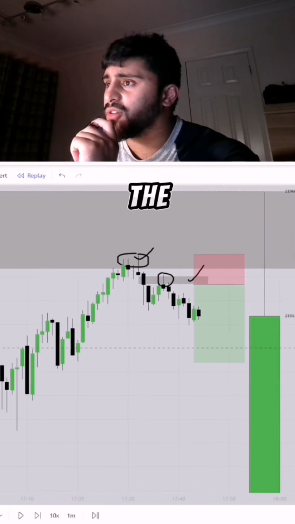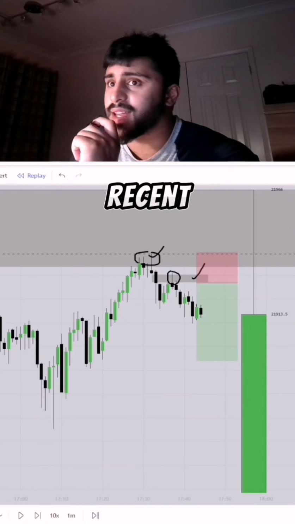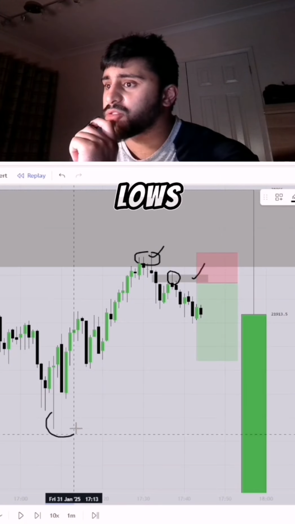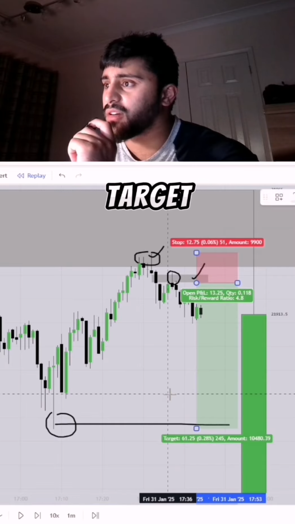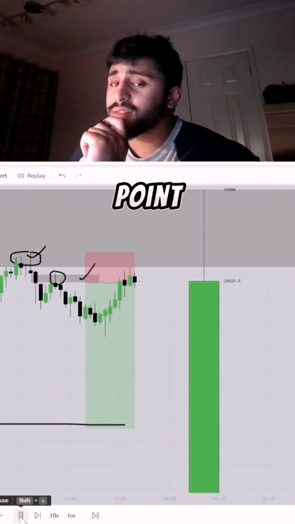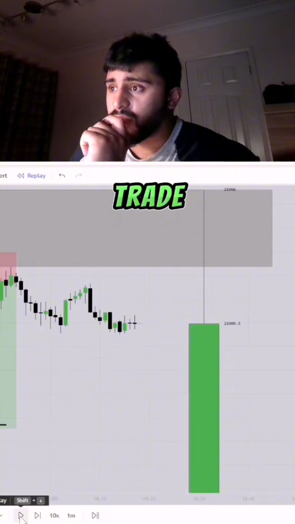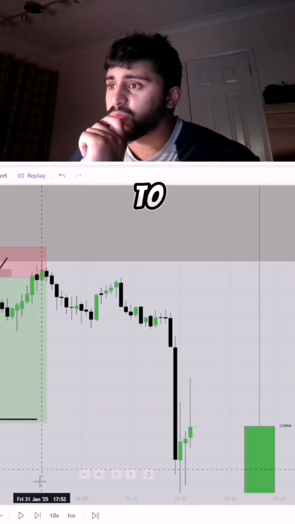Well, it's really simple, right? So the first place you want to be targeting is the most recent data low. So we have some data lows down here. So as you can see here, this is going to be our first overall target, right? So this will be our first target for a 1 to 4.8 R trade, right? So as you can see here, price eventually begins to move to the downside.